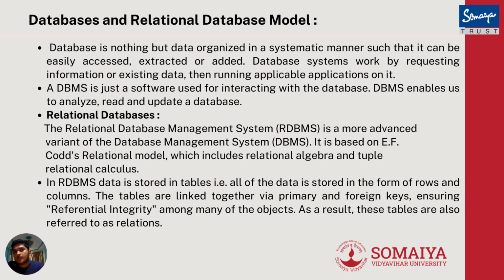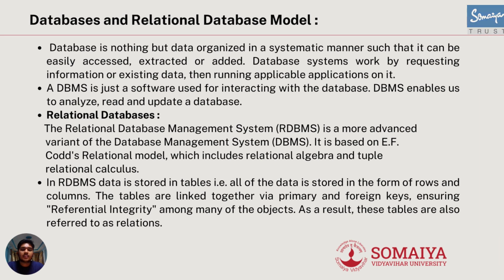What is a relational database system? Relational database system (RDBMS) is a more advanced variant of the database management system. It is based on E.F. Codd's relational model, which includes relational algebra and tuple relational calculus. In RDBMS, data is stored in different tables, and every table is linked. Tables are linked by primary keys. These tables are also referred to as relations.